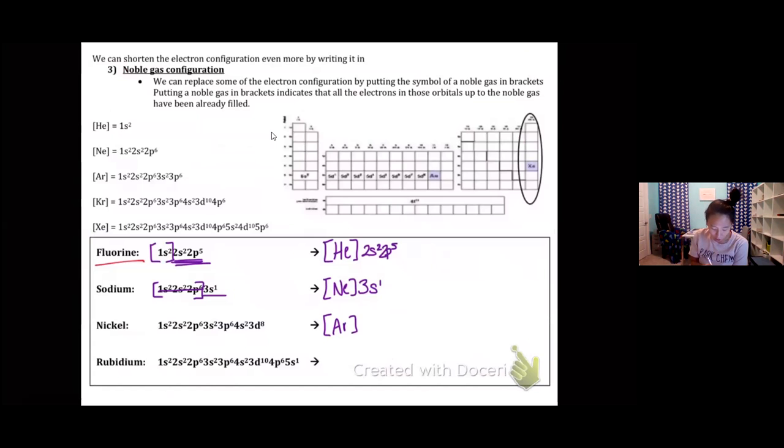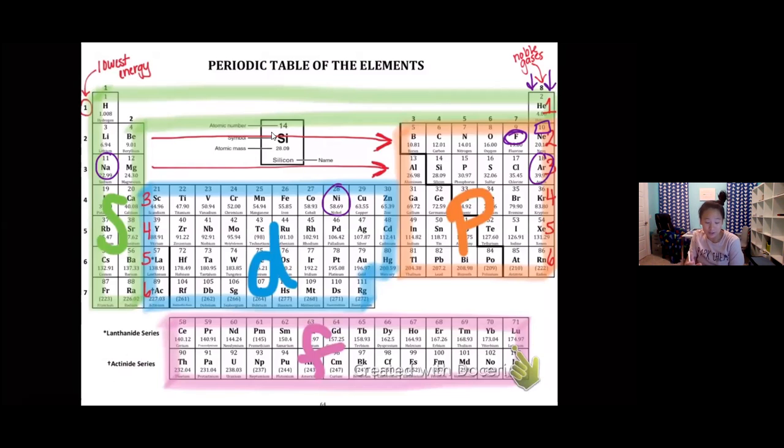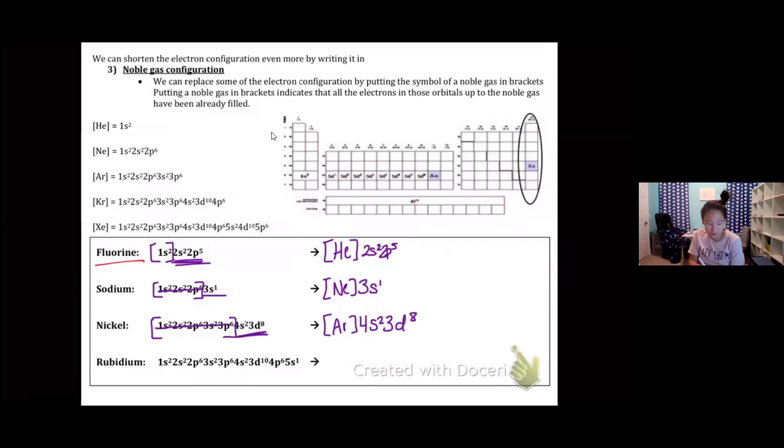So everything all the way up to 3p gets replaced by argon. You still have to write what comes after it so we can actually get to nickel. What comes after argon is 4s2 and 3d8, okay? Because argon is 18 electrons, right? That's what this number is, 18. So 18 plus this 2 plus this 8 is 28 electrons, and that's where nickel is, right?